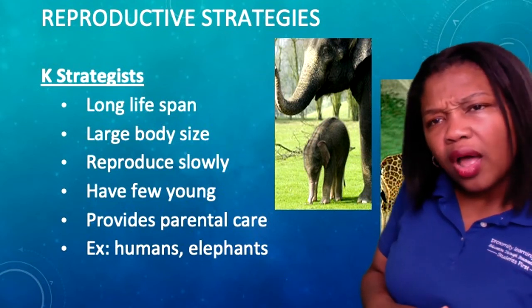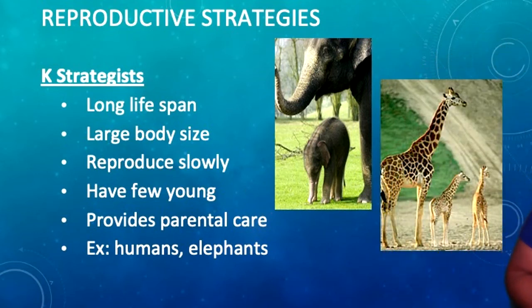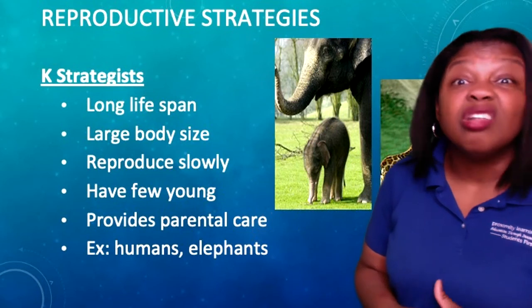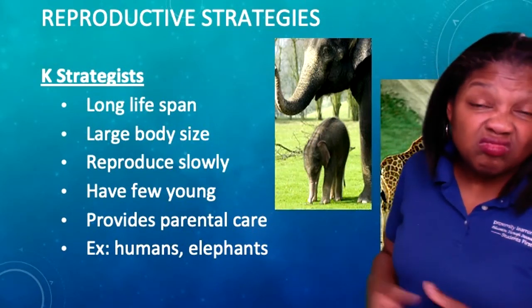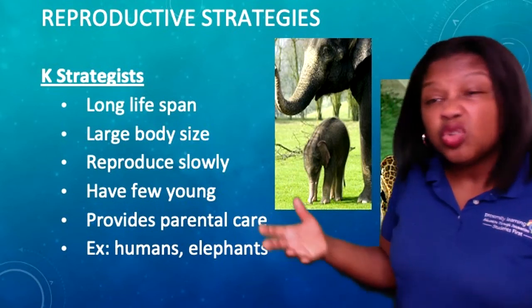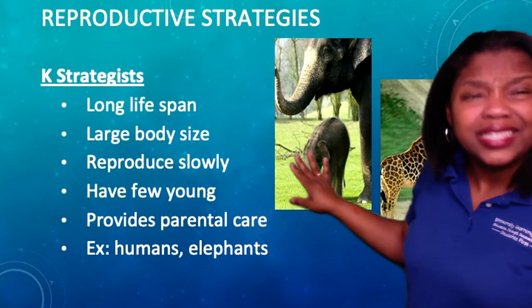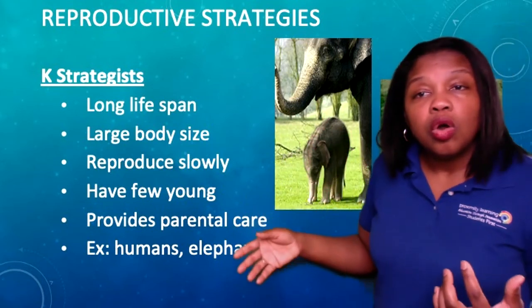Let's think about why. Here's an elephant. An elephant's pregnancy or gestation period is over a year. It's a long time to have a baby. And how many do they have? Usually 1, maybe 2, usually 1. And they care for that baby. Think about how long it takes. It takes a while for that baby to grow. Well, why?